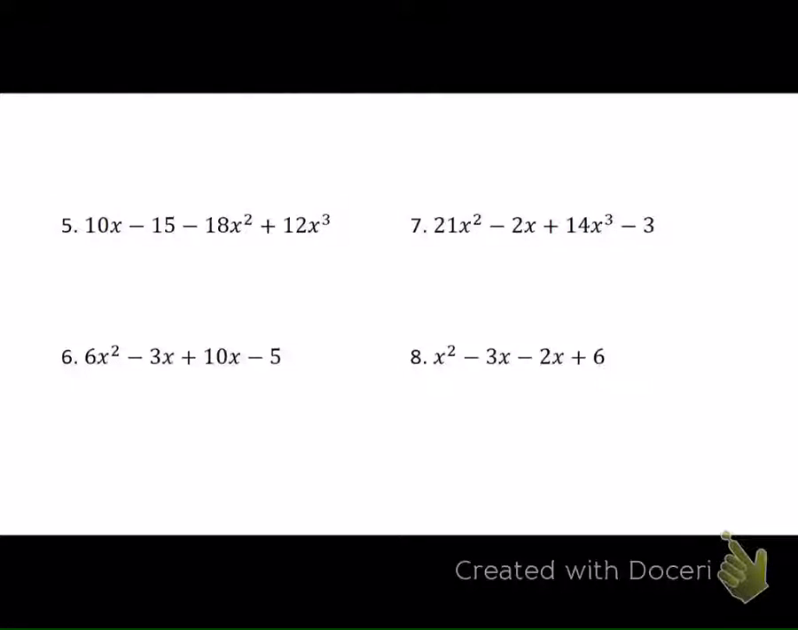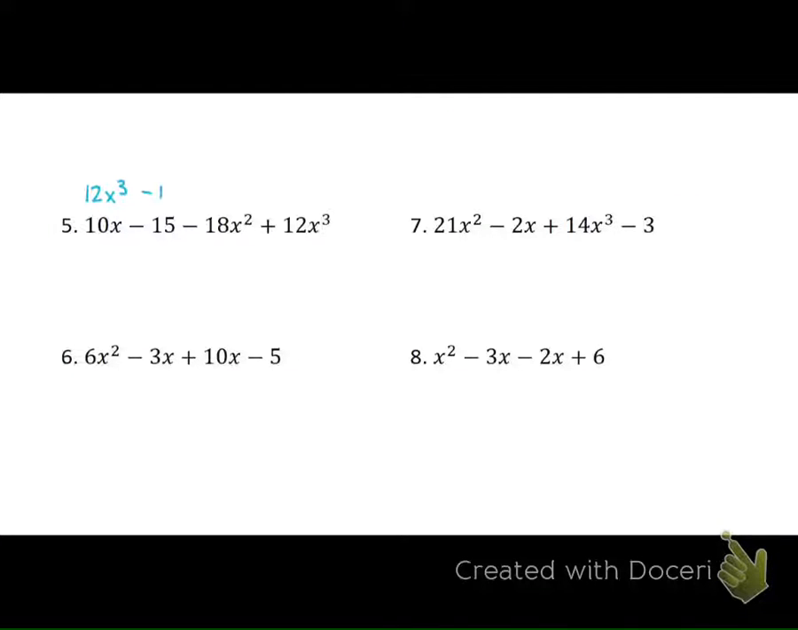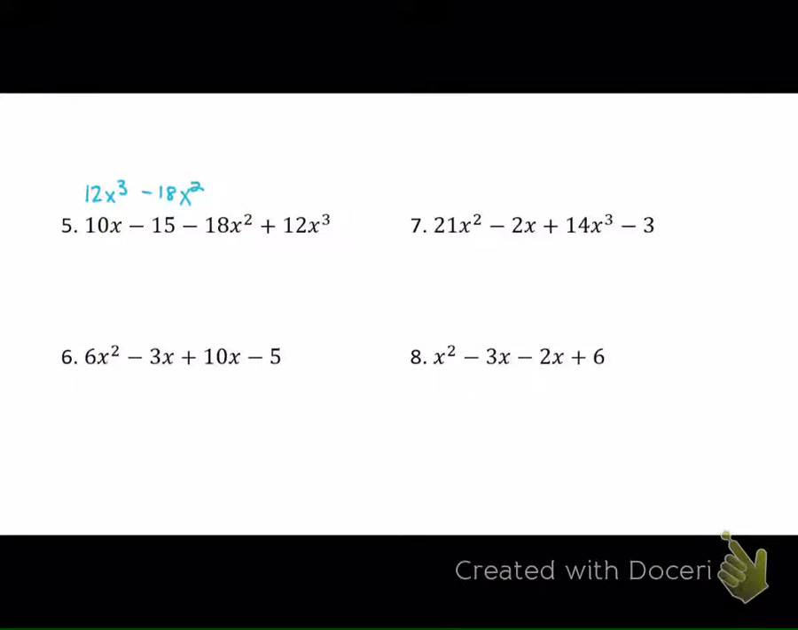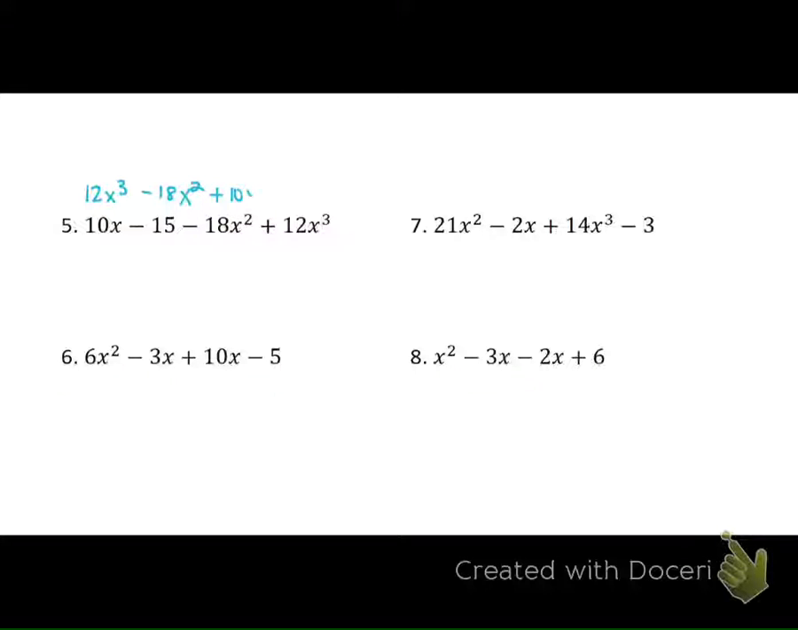You will notice that 5 and 7 on here are not in what form? So let's rewrite these in standard form. You're not an English teacher. So, what is number 5 in standard form? Brian? 12x to the third minus 18x squared plus 10x minus 15. Okay.